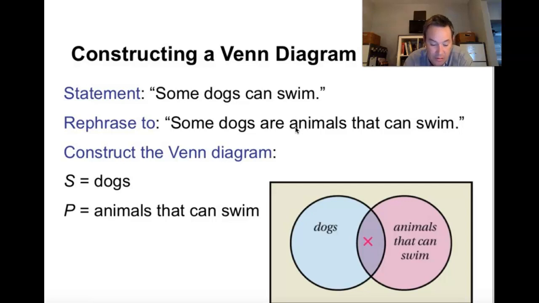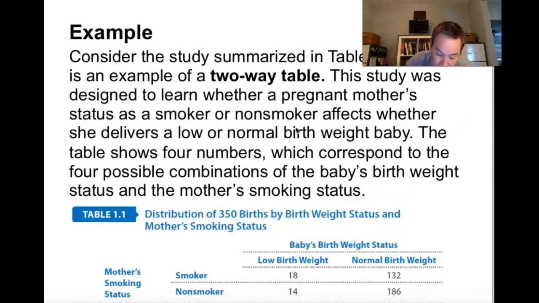All right, some dogs can swim, and we can rephrase that to some dogs are animals that can swim. And so if we want to construct a Venn diagram to represent that situation, we can look at the set of dogs and the set of animals that can swim. Since it's some dogs can swim, we have an overlapping situation. And we're going to put an X to indicate where in this Venn diagram our categorical proposition lies. And it's right here, the dogs that can swim in the overlap.